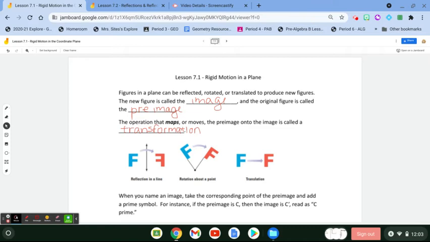When you name an image, you take the corresponding point of the pre-image and add the prime symbol. For example, and this is really important for notation, if the pre-image is point C, then the image is C prime, and that's how we note it. It's read as C prime. You take the letter and put a little apostrophe at the end of it to note that there was some type of change to it.